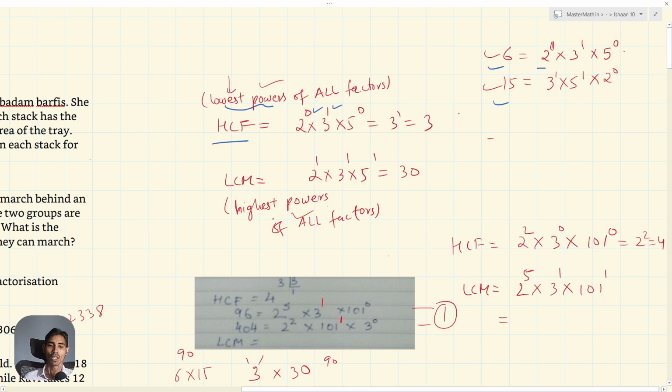LCM is the highest powers of all the factors. So again we write the factors 2, 3, 5. The highest power out of the factors in 6 and 15 is 2 power 1, 3 power 1 and 5 power 1. This is how it is.